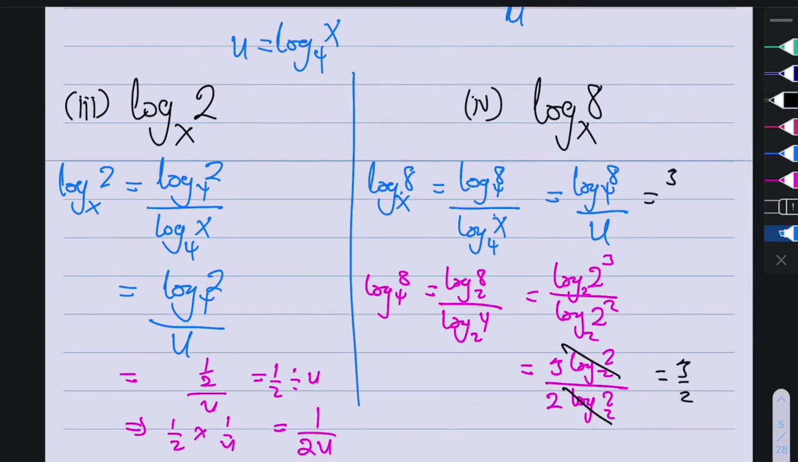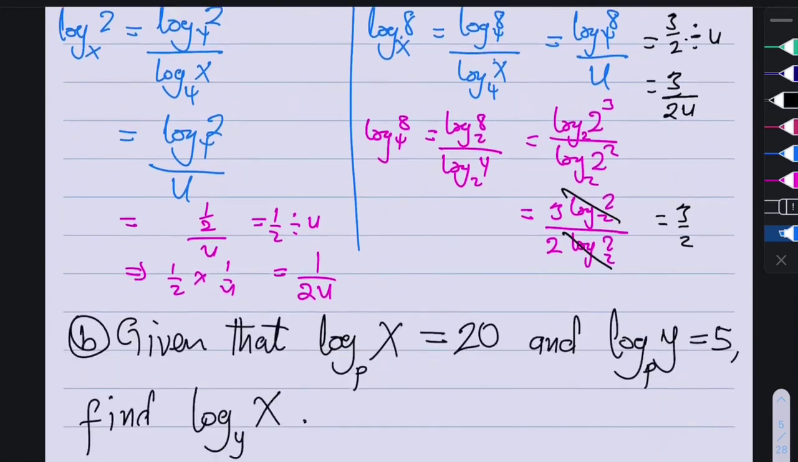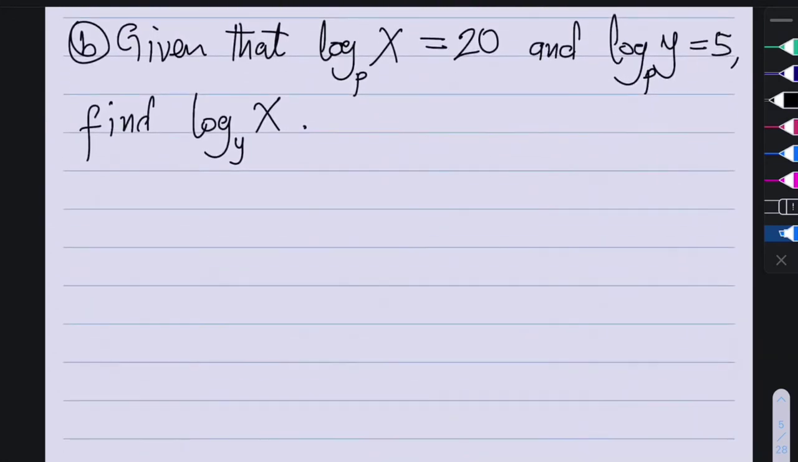Therefore, this is 3 over 2 divided by u. That is going to give you 3 over 2u. Okay, so that is what the answer is supposed to be when you simplify it to the lowest possible form. Okay, all right, let's move on.